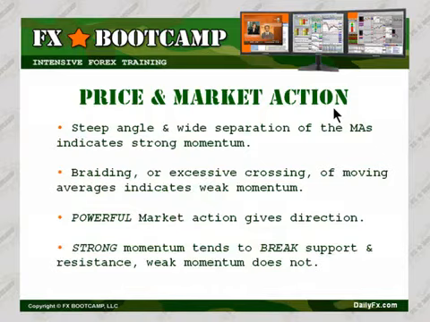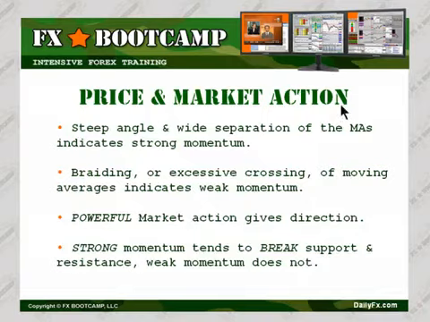Now, when you see a lot of crossing of the moving averages, that's called braiding. Like a girl's hair, one crosses over, and another over, and another, cross, cross, cross. That's a sign of either weak momentum or a weak market, and you don't know what's going on. You have no direction, no momentum. That's your opportunity to do two things: either lose money or not trade.